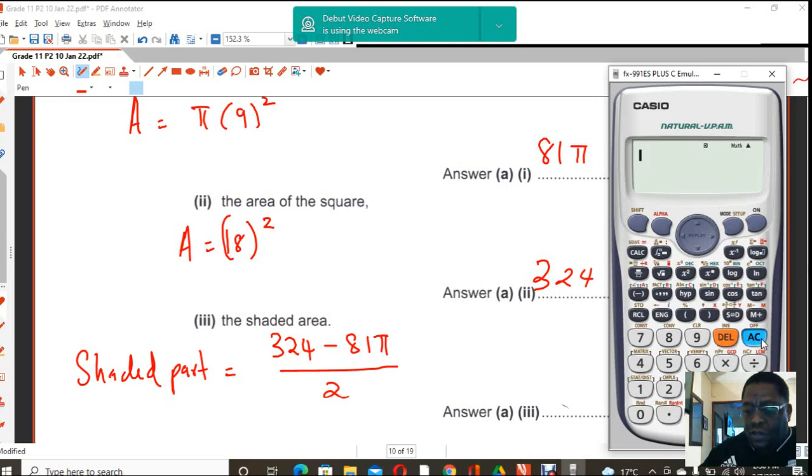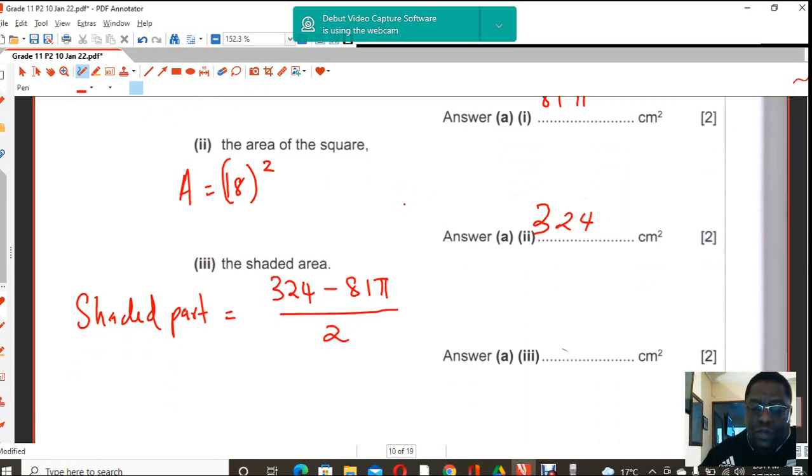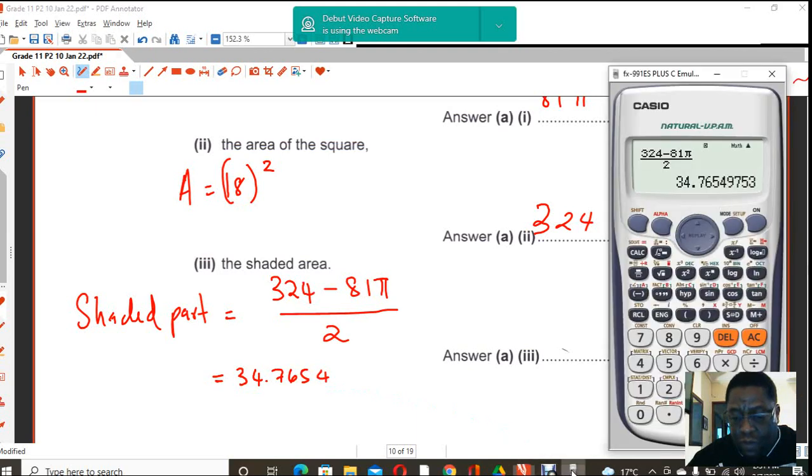So I'm going to say 324 minus 81 shift pi. I divide that by 2. All right, and that is 34.7654. So the answer here is 34.7654, if I remember it well.